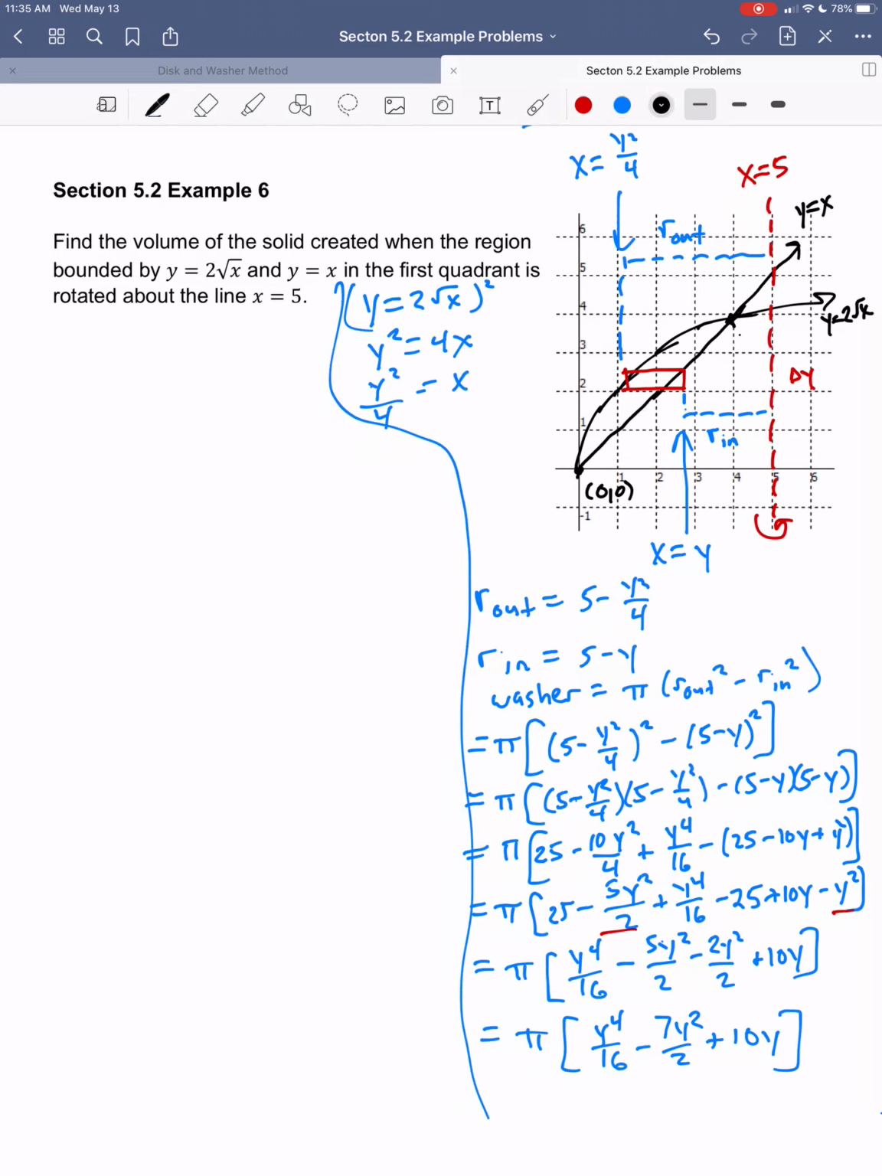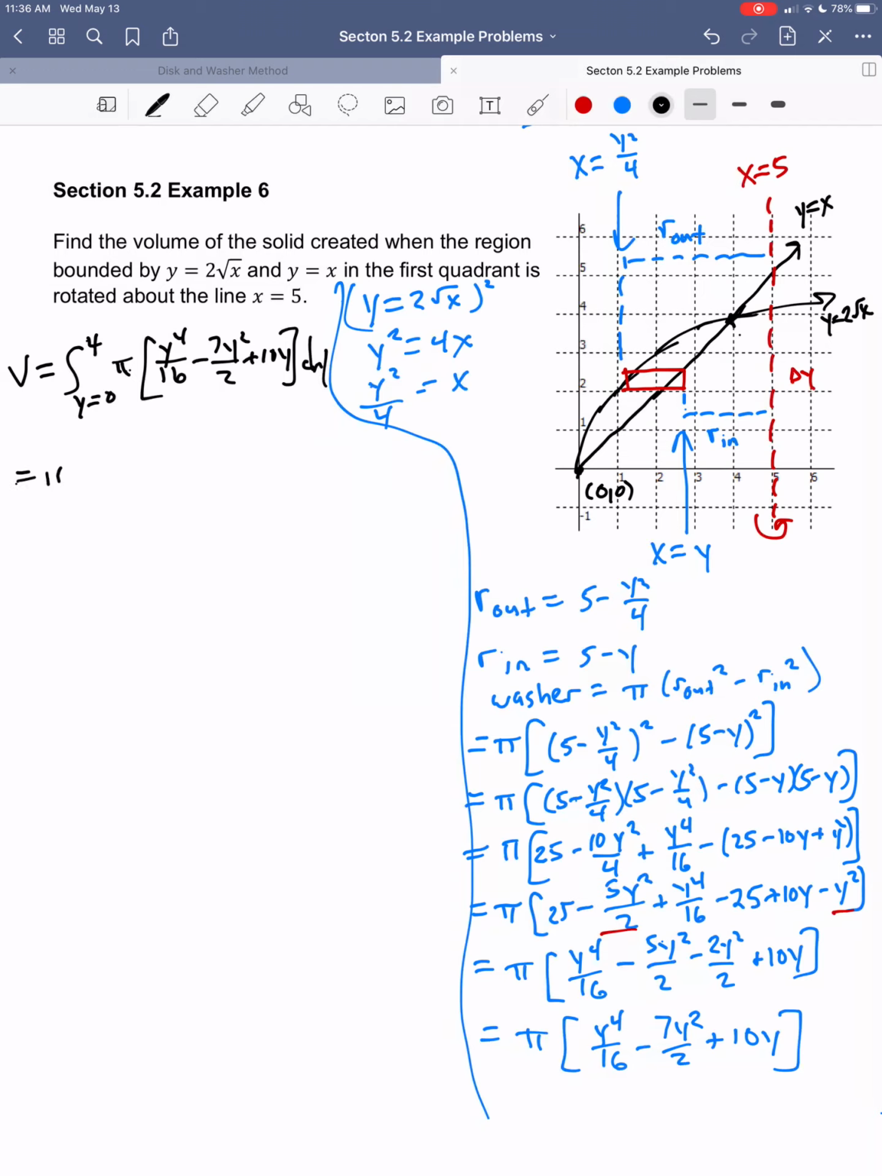So for my overall volume, it's a little delta y, so my limits have to be y limits. So y goes from 0 to 4. I've got my pi, and I've got this y to the 4th over 16 minus 7y squared over 2 plus 10y dy.